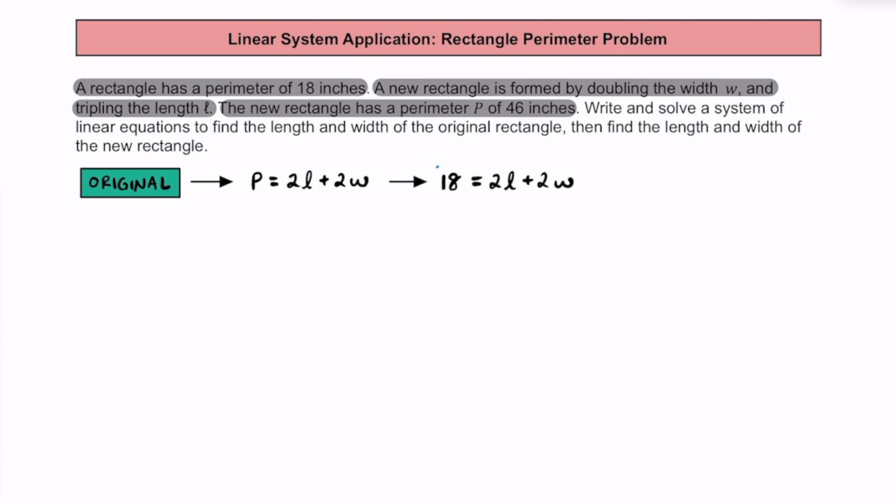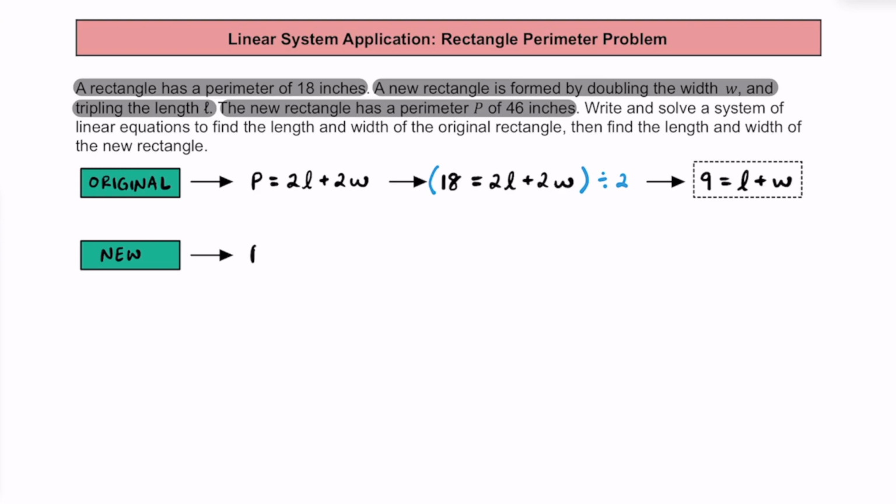While it's totally fine to use this equation going forward, we can also divide both sides of the equation by 2 to simplify it a little bit, so we have easier numbers to work with. When we do that, we get 9 is equal to L plus W. So we're going to use this one. That's going to be one of our equations for our system.